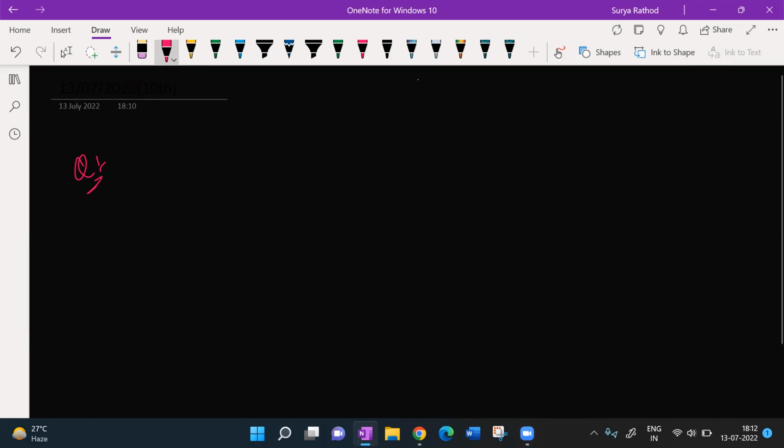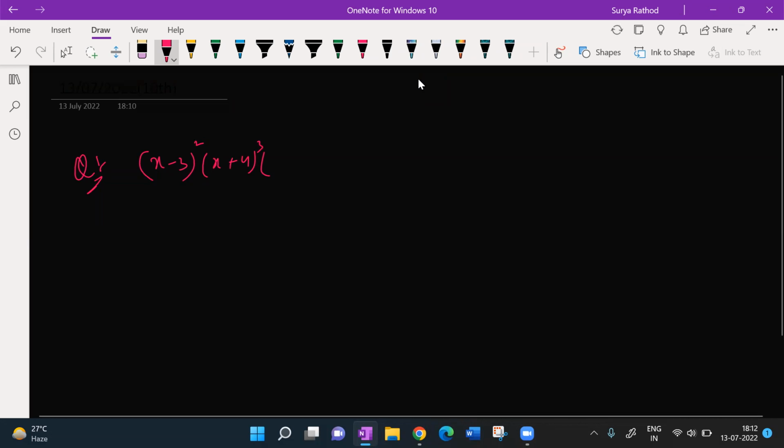So everyone solve this question. (x minus 3) whole square, (x plus 4) whole cube, (4 minus x) whole to the power of 6, (x plus 7) whole to the power of 3, greater than or equal to 0. Tell me the answer of this quickly.